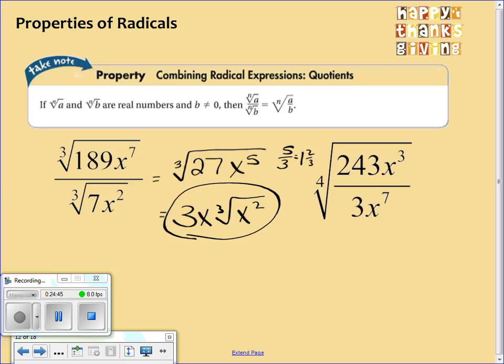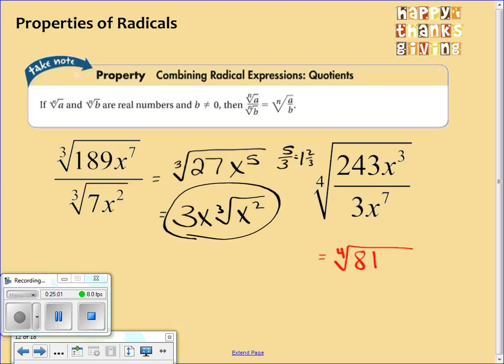You know, not all division is that easy, right? Okay so far? All right. Can I simplify this one? 243 divided by 3? Yes, that is 81.